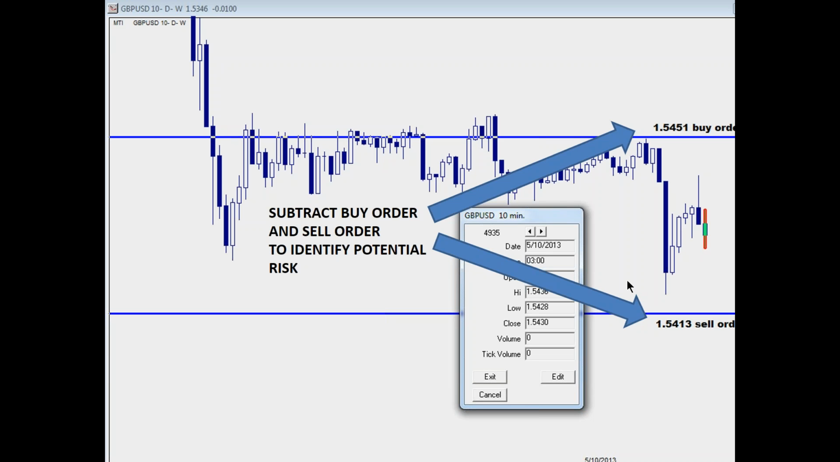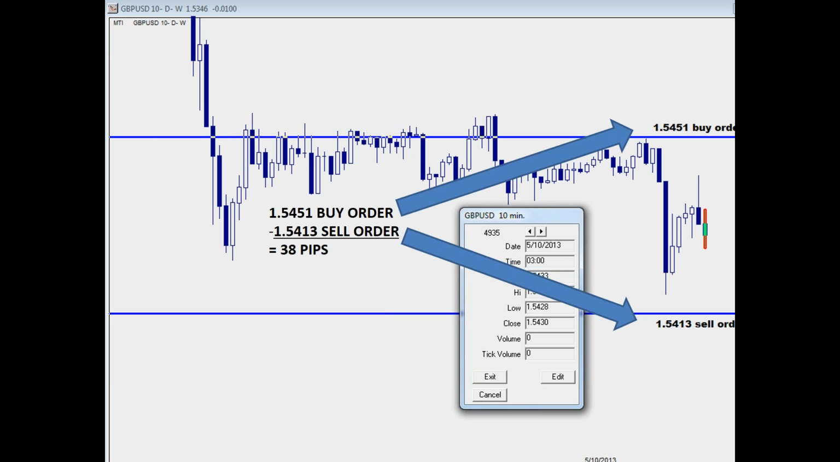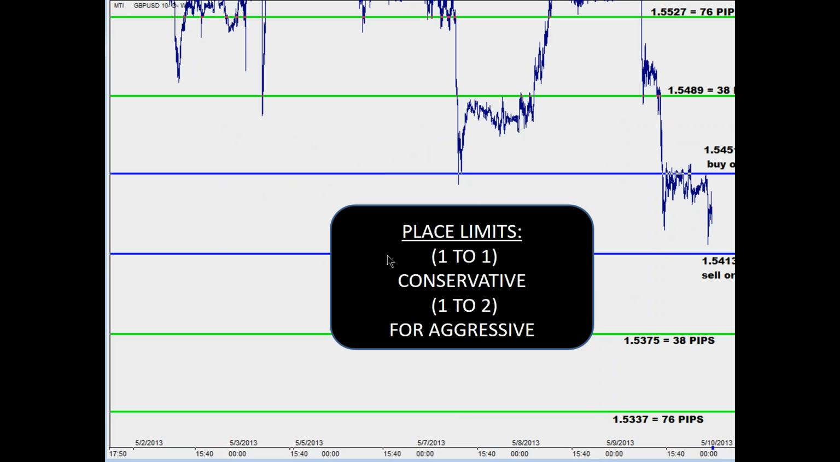So I'm going to make the decision: do I want to be an aggressive trader or do I want to be a conservative trader right now? And then I'll move on to identify my reward. In this case, the risk was 38 pips. So if I decide that I'm going to be an aggressive trader, then I'm looking to go for 2-to-1. An aggressive trader will have the entry lines, and they will have their aggressive limit targets drawn out. A conservative trader will have their entry lines and their conservative limits drawn out as well, because these lines also will double for stop losses.